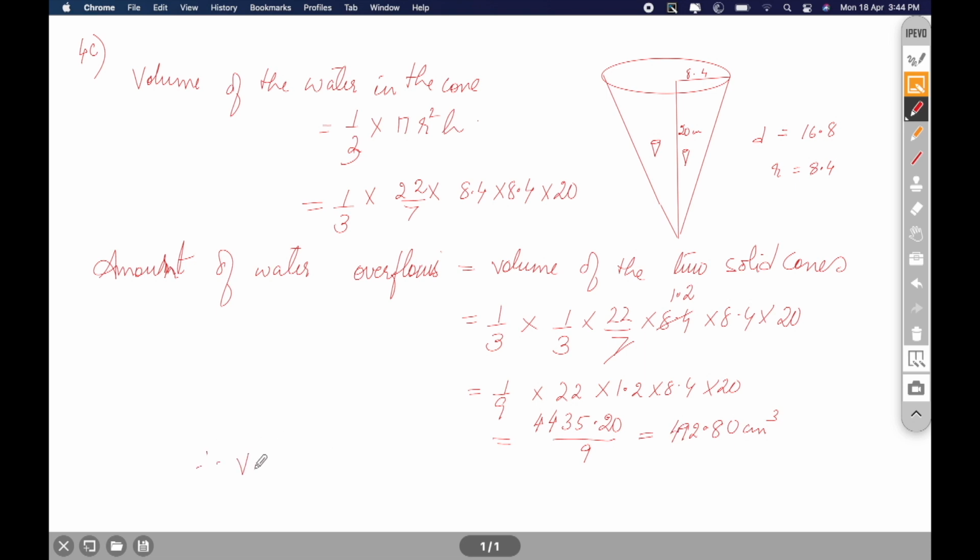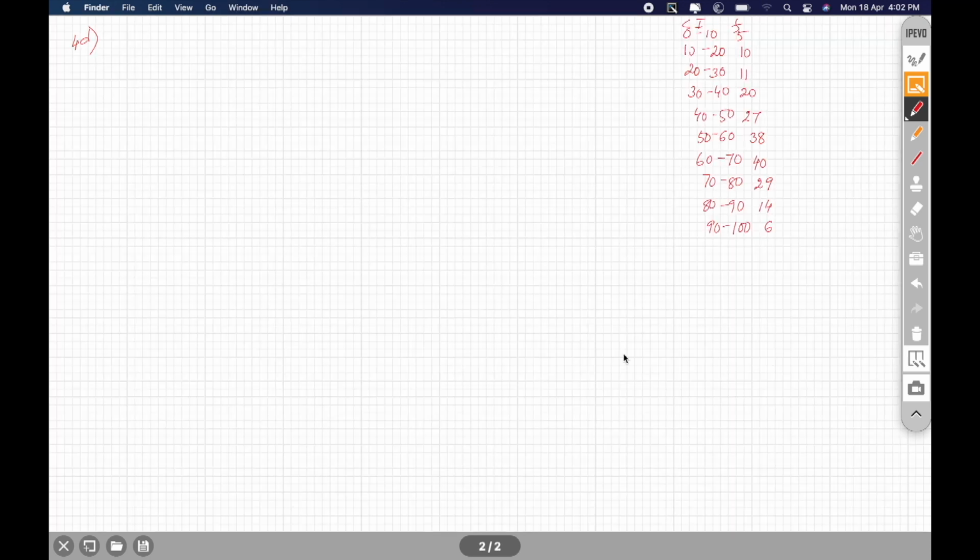Therefore, volume of one solid cone will be 492.80 divided by 2, giving us 246.40 centimeter cube. So here writing up to 2 decimal places is important, and this is the final answer.